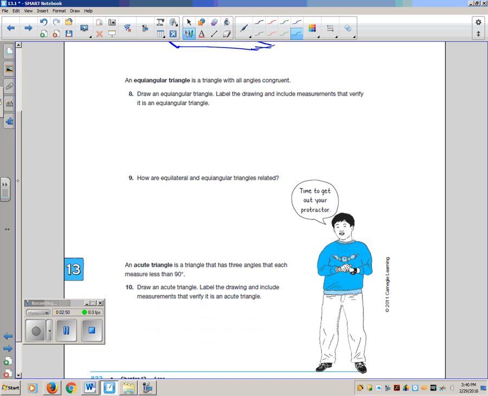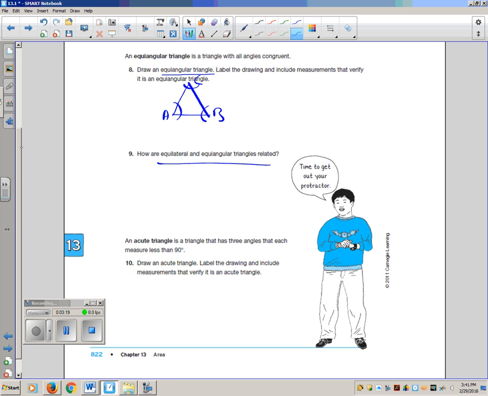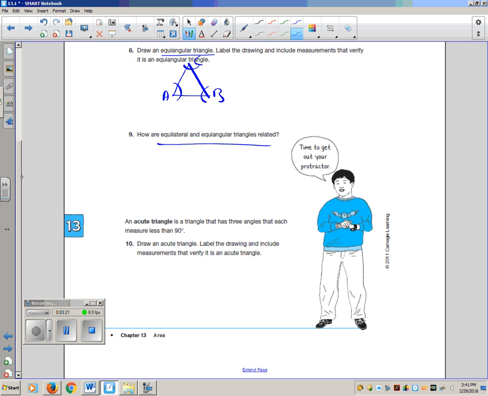Now you can classify triangles by their angles. The first one is equiangular, equal angles. So it's going to look like this. Instead of marking the sides of the triangle, you mark the angles like that. They are all congruent, A, B, and C. How are equilateral and equiangular triangles related? One has equal angles, the other one has equal sides.